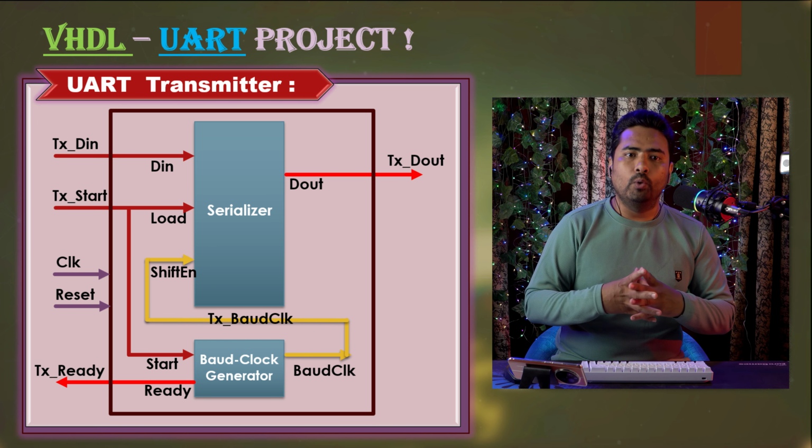But we also have a few ports pending of the serializer and baud clock generator, and we will connect them by using an internal signal. So we have this TX_baud_clock signal, which is connected to the baud clock output of the baud clock generator and the shift enable input of the serializer module. So this is a very simple structure, and now we will write this into our VHDL code.